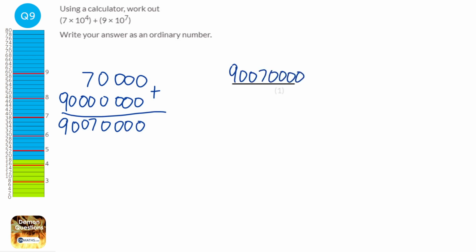Now, if you have access to a calculator, if this is on the calculator paper, then you can just type it into your calculator. Some people think there's a quick way of doing this, like adding the 7 and the 9. There isn't. You've just got to work out what this number is, work out what this number is, and add them together.